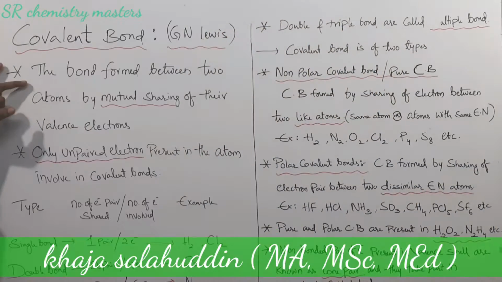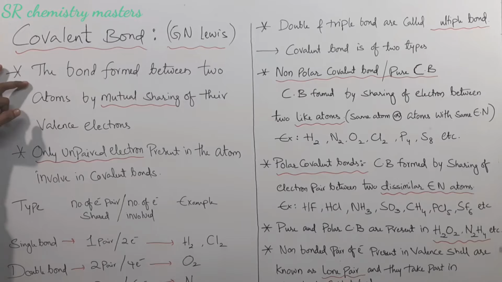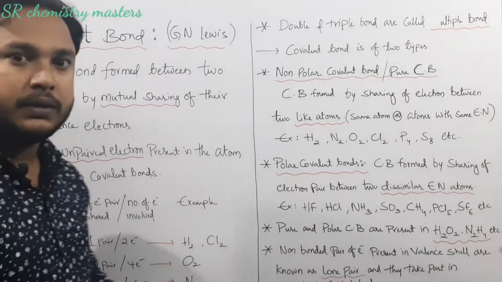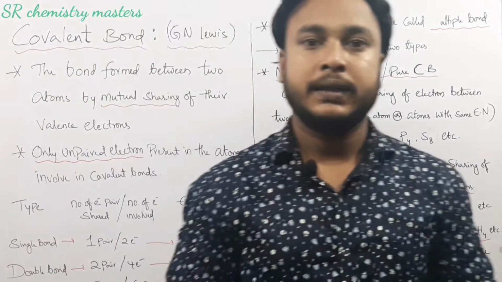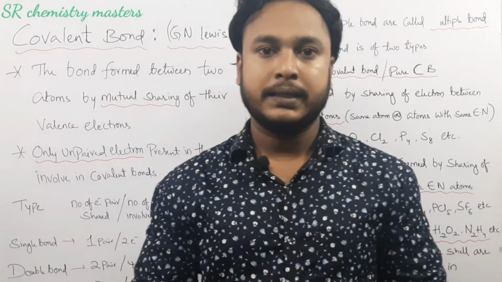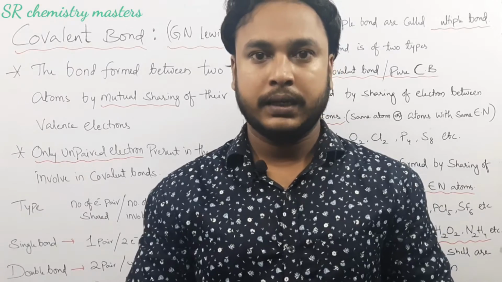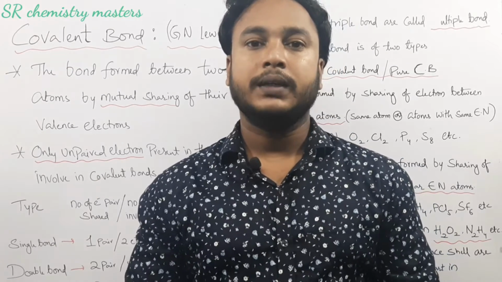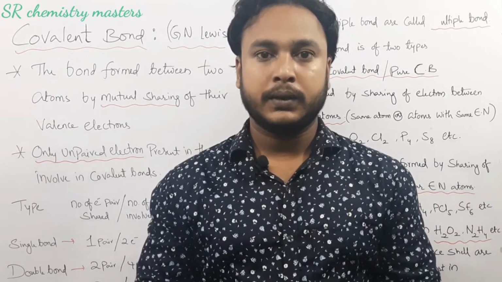Covalent bond: the bond formed between two atoms by mutual sharing of their valence electrons is known as covalent bond. Remember, covalent bond is also known as dative bond, and covalent bond was proposed by G.N. Lewis. Let us take an example to understand what actually the covalent bond is.